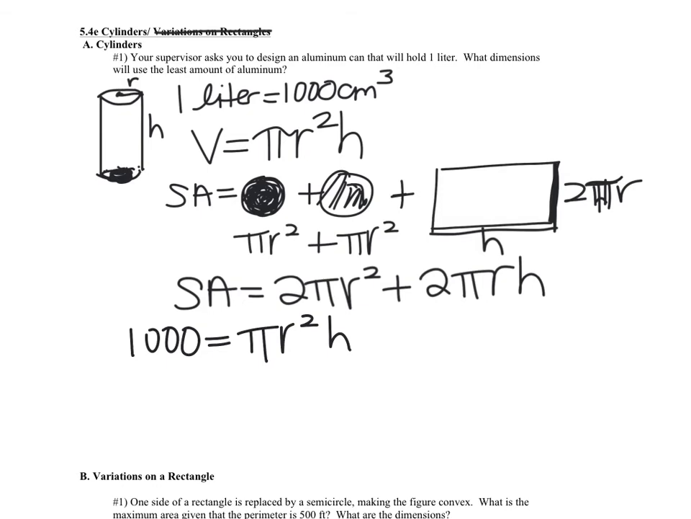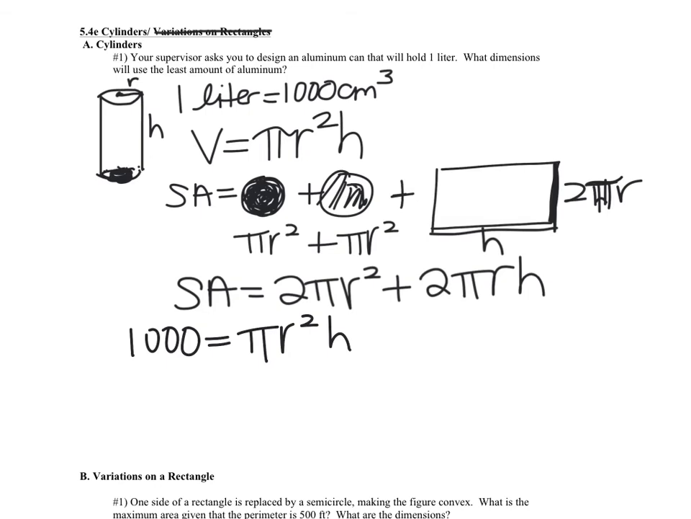How do we know it has to be in centimeters? Because this is liters and I need dimensions, I need height and radius, so I need centimeters. Okay. So this is 1,000 equals pi r squared h. I'm trying to take the derivative of surface area, but surface area has r and h in it. Let's take this and solve for h, okay?